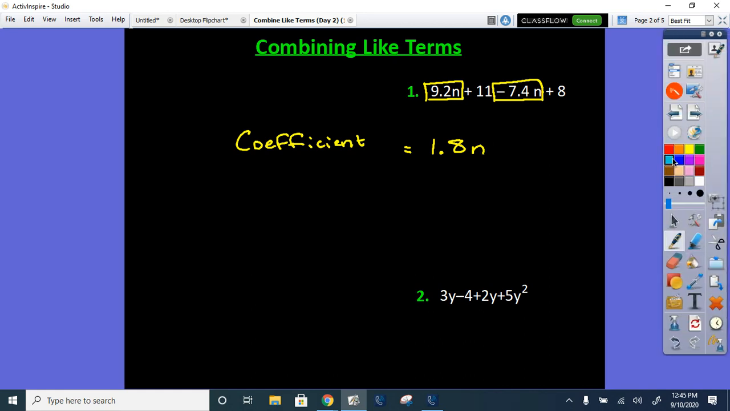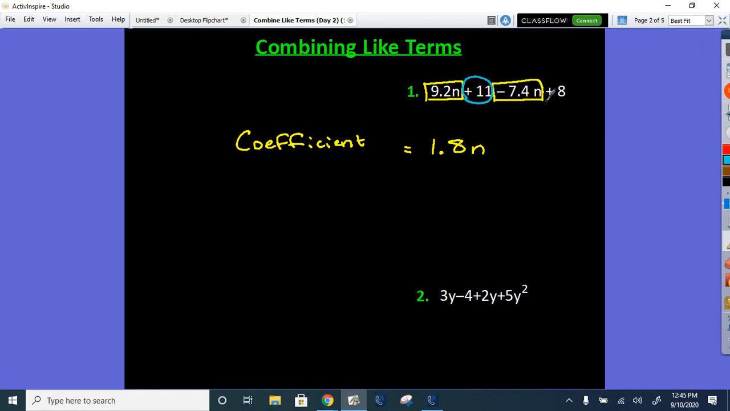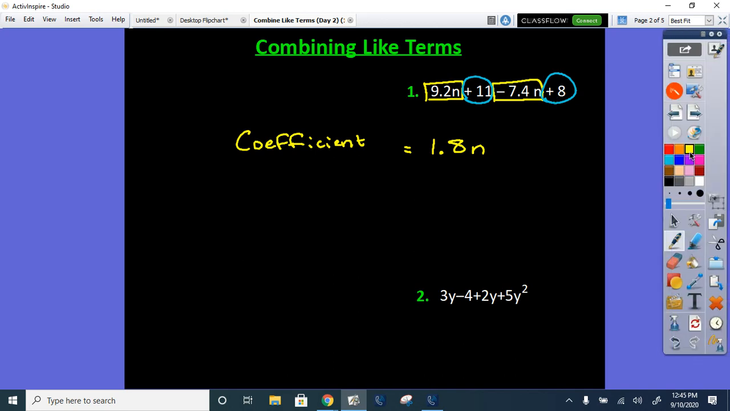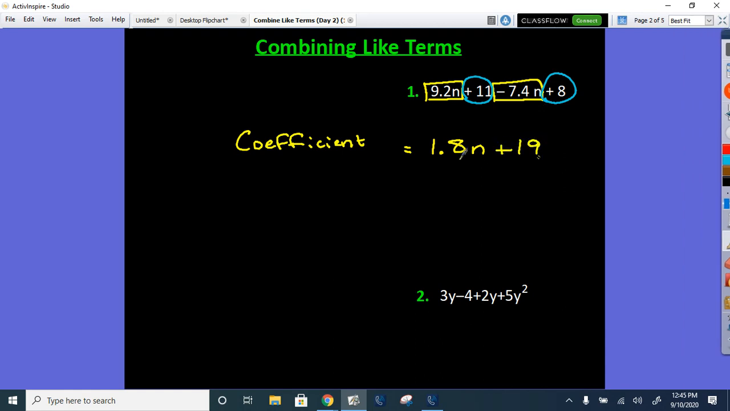To follow up from there, now I actually do have some integers here, so I'm going to put a different shape, different color around it. So I have positive 11, positive 8, and now I still just add or subtract. I combine based on my integer rules. Same signs, add and keep, ends up being plus 19, and that's it. You're done. You cannot combine them any further.